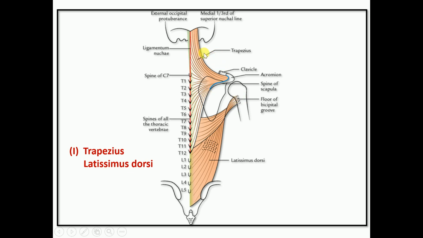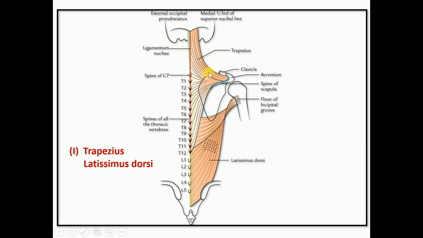Trapezius muscle is supplied by the spinal accessory nerve, that is the 11th cranial nerve, and some proprioceptive fibers are supplied by the C3 and C4 cervical spinal nerves. Latissimus dorsi is supplied by a branch of the brachial plexus, that is the nerve to latissimus dorsi, a branch of the posterior cord of the brachial plexus.